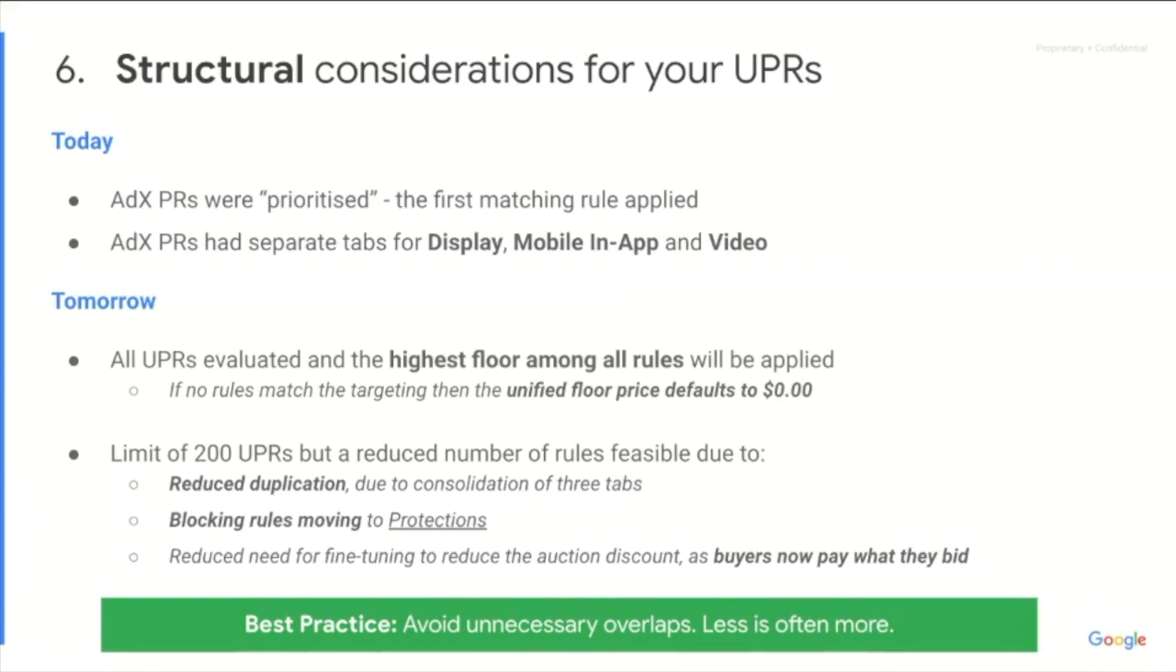We really feel that this reduced limit is feasible for you, given the reduced duplication we spoke about, blocking rules being stripped out and moved to protections, and also, again, I feel like a broken record, but there is that reduced need to fine-tune and capitalize on that auction discount. Buyers now pay what they bid, and the highest bidder wins. Simple as that. So a best practice, avoid unnecessary overlaps when you're designing your unified pricing rules. And look, you can achieve a lot with a little, okay?